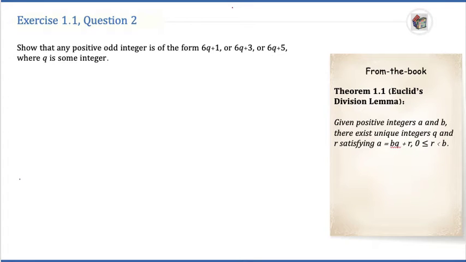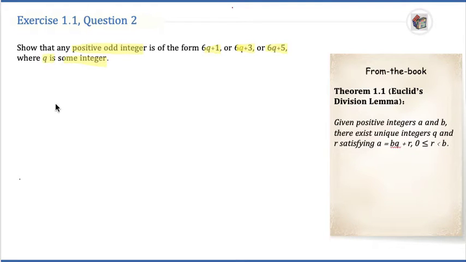Exercise 1.1, question 2. Show that any positive odd integer is of the form 6q plus 1 or 6q plus 3 or 6q plus 5, where q is some integer.